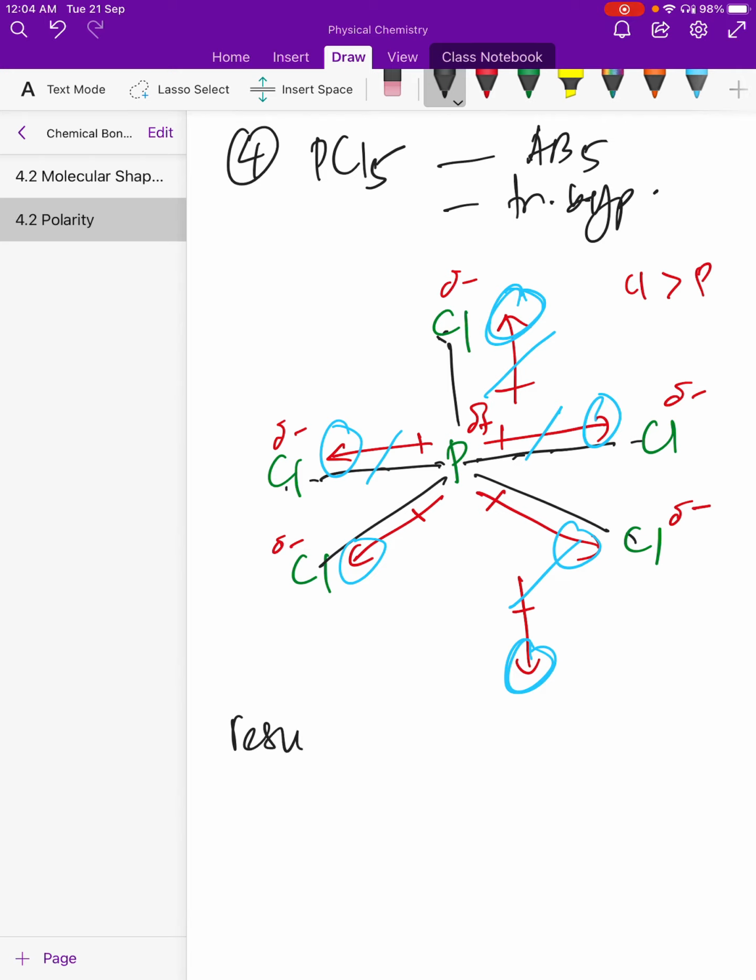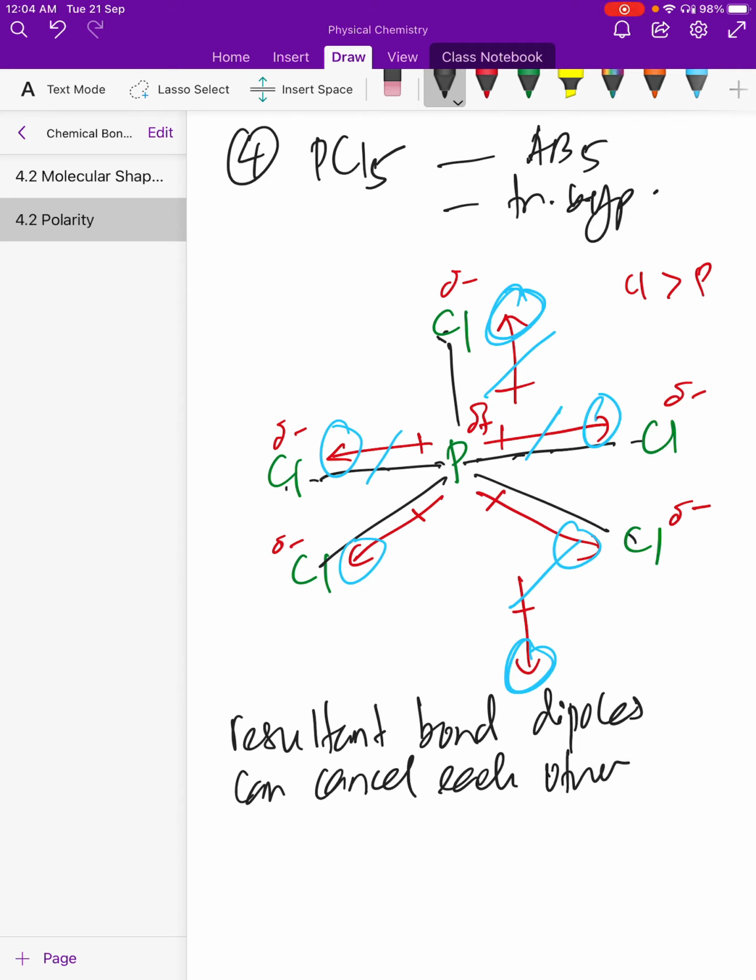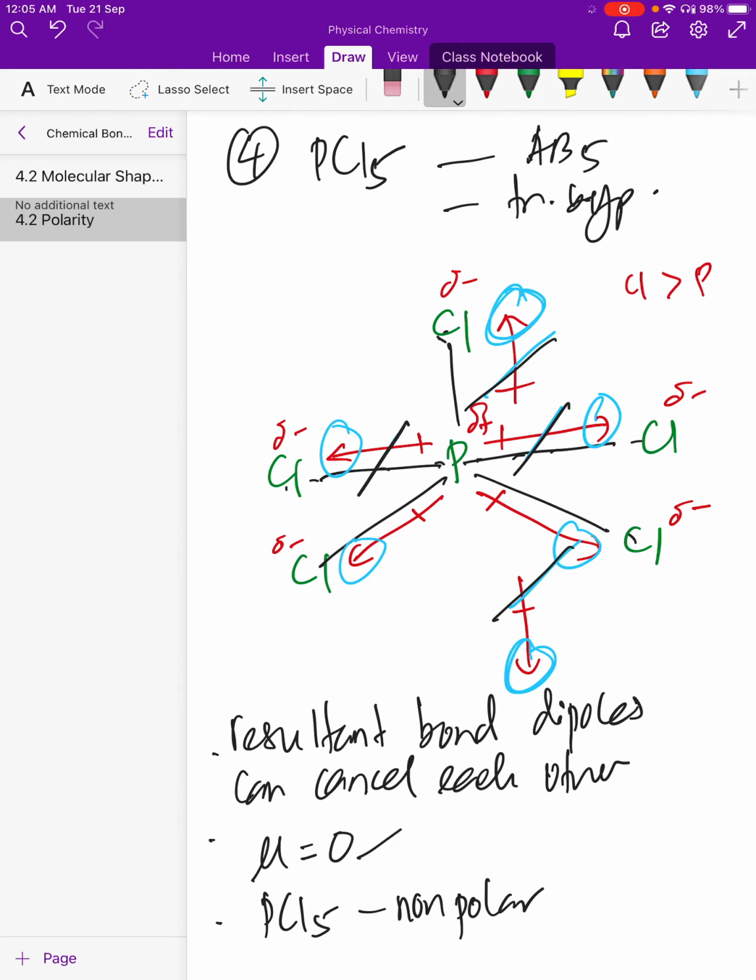Or we say the resultant bond dipoles can cancel each other. So we can say the bond dipole moment is equal to zero. That means our PCl5 is nonpolar as well. Resultant bond dipoles can cancel each other: 1, 2 can cancel, 1, 2 can cancel. Therefore, the dipole moment is equal to zero. So PCl5 is nonpolar.